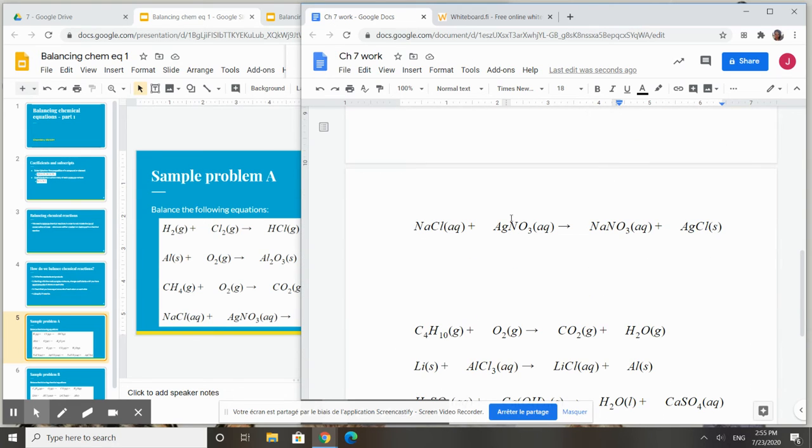I'm going to start with AgNO3, just because it looks the most complex. My silvers look okay. My nitrogens look okay. My oxygens look okay. So everything's balanced. I look and I see sodium's balanced, chlorine's balanced. So for this, you could just write balanced. You're not always going to need to put coefficients in there.